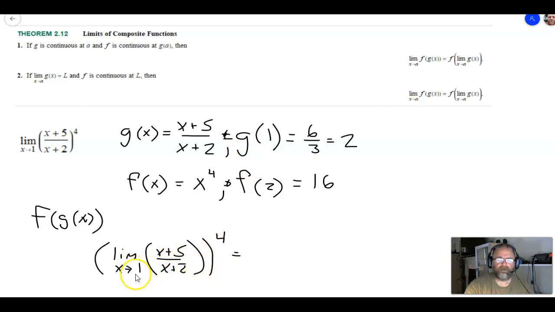So we already know that the limit as x approaches 1 of this is equal to 2. So this is just going to be 2 to the 4th, which is, of course, 16. And that would be our answer.